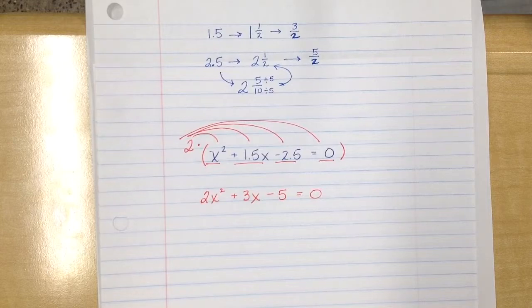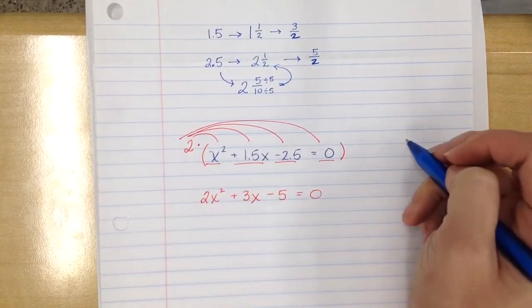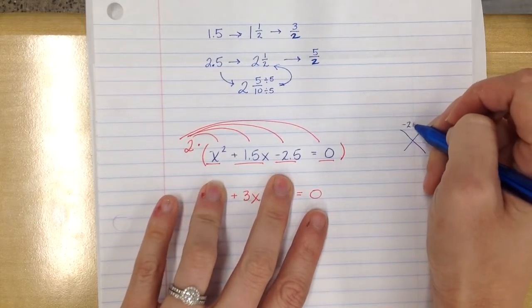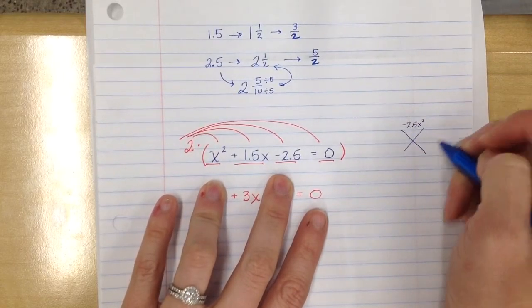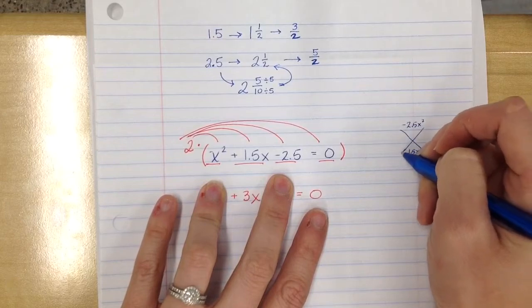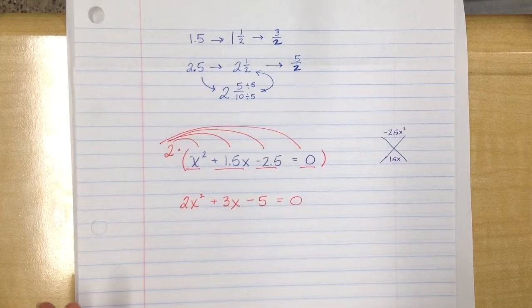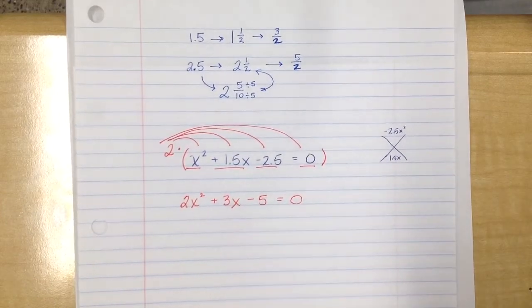Now, what I think that Cassie probably did is she looked at this original equation, drew her diamond factor to see if it was factorable. She got negative 2.5x squared and positive 1.5x, and she was like, ugh, that looks like the worst problem ever. And I would agree with you. That looks terrible to try and factor.